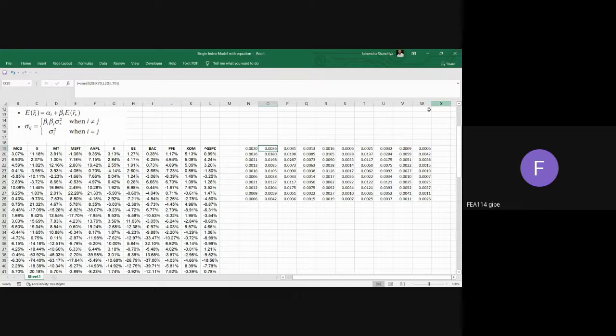So all you need to do is to use this, enable the macro, and keep using this whenever you need to do the single index model, and this will be perfectly all right.